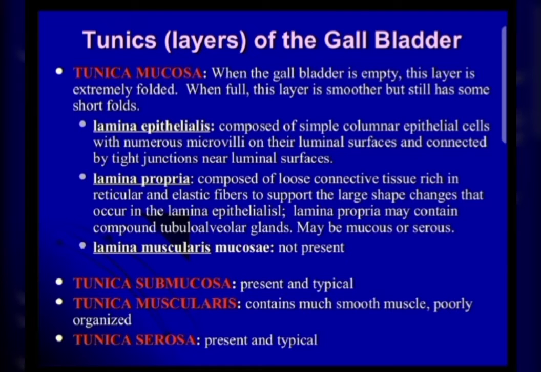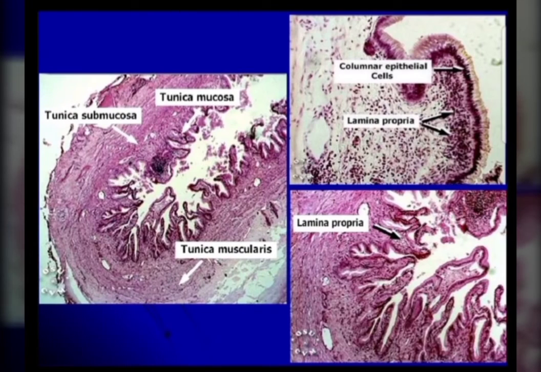As regards the structure of the gallbladder, let's talk about its histology. There are 3 layers: the tunics or the layers, the mucosa, muscularis and adventitia. There is no submucosa. The mucosa is thrown into numerous folds that are particularly prominent in the empty bladder. You can see this is the microscopic picture of the gallbladder. When we see under the microscope, mucosa is thrown into numerous folds.